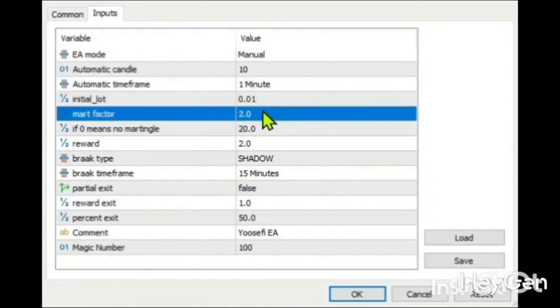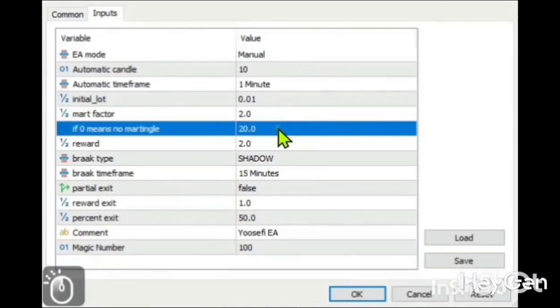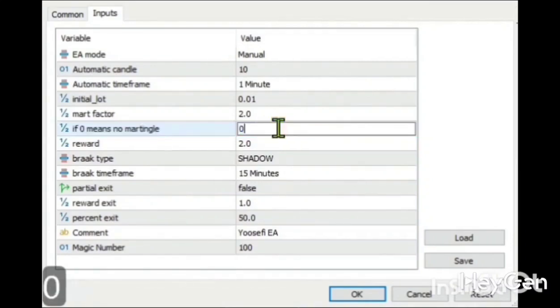Now the next part says if 0 means no martingale. If this initial volume is 0.1, the second volume will be 0.2, the next one will be 0.4, and how many levels of martingale should I continue? If set to 0, it means no martingale, just a single position. If set to 1, you've taken a single position. If the price reverses, perform 1 level of martingale by doubling the size for the next position.